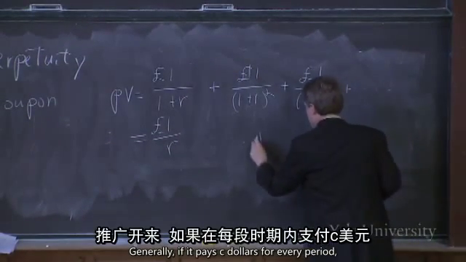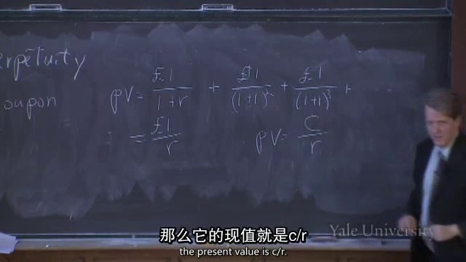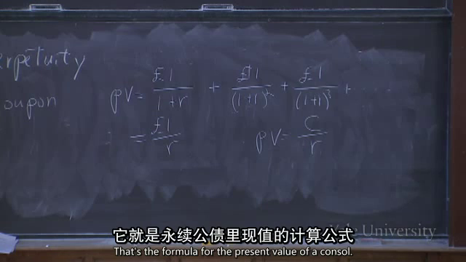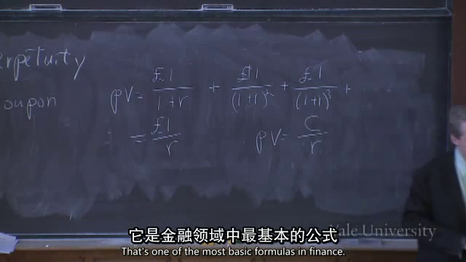Generally, if it pays C dollars for every period, the present value is C over r. And so that's the formula for the present value of a console. All right, that's one of the most basic formulas in finance.